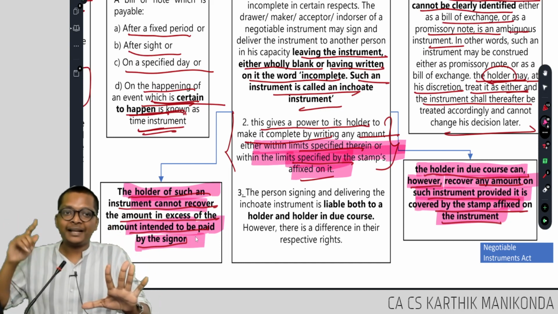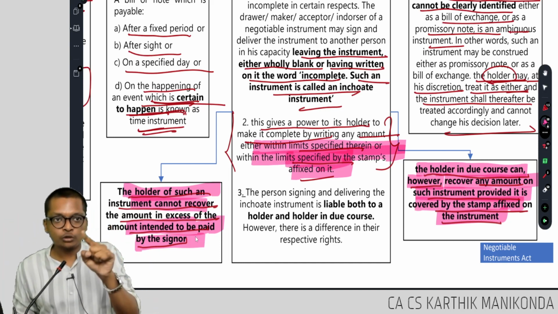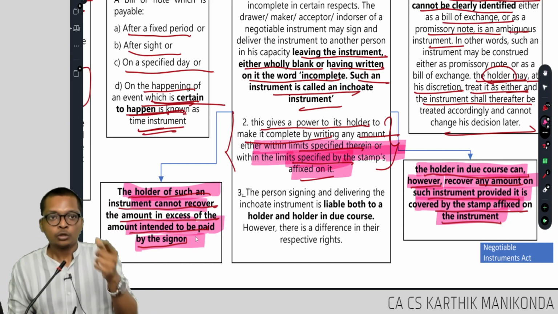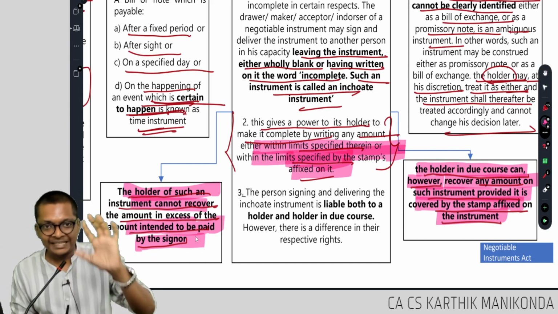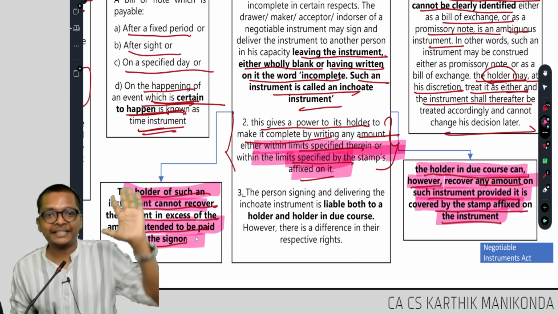My account has a balance of 1 lakh. Now Hayagriva is a holder in due course. So how much can he write? 5,000 only. Anything more than 5,000 he writes, he will not get the money.